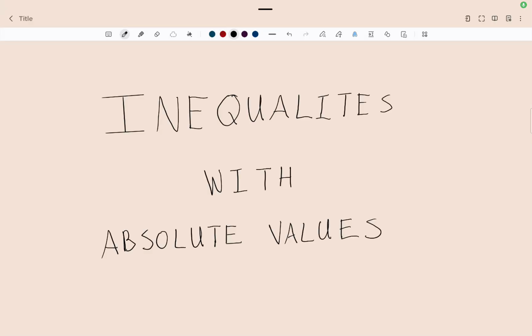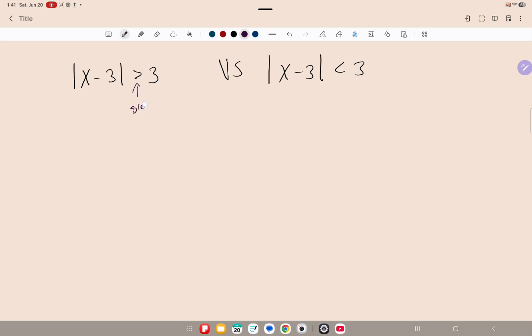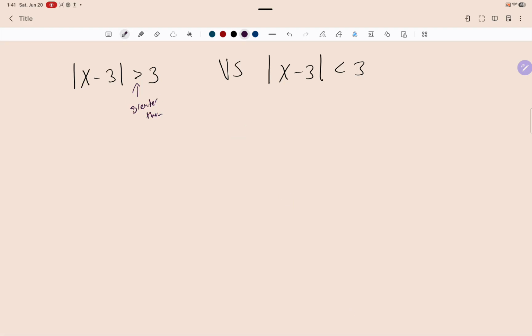In this video, we're going to focus on inequalities with absolute values. Now, notice here that these two problems kind of look the same, right? The difference is that we have greater than on one, and then we have less than on the other one. Okay, cool. But what does that mean when we have inequalities?